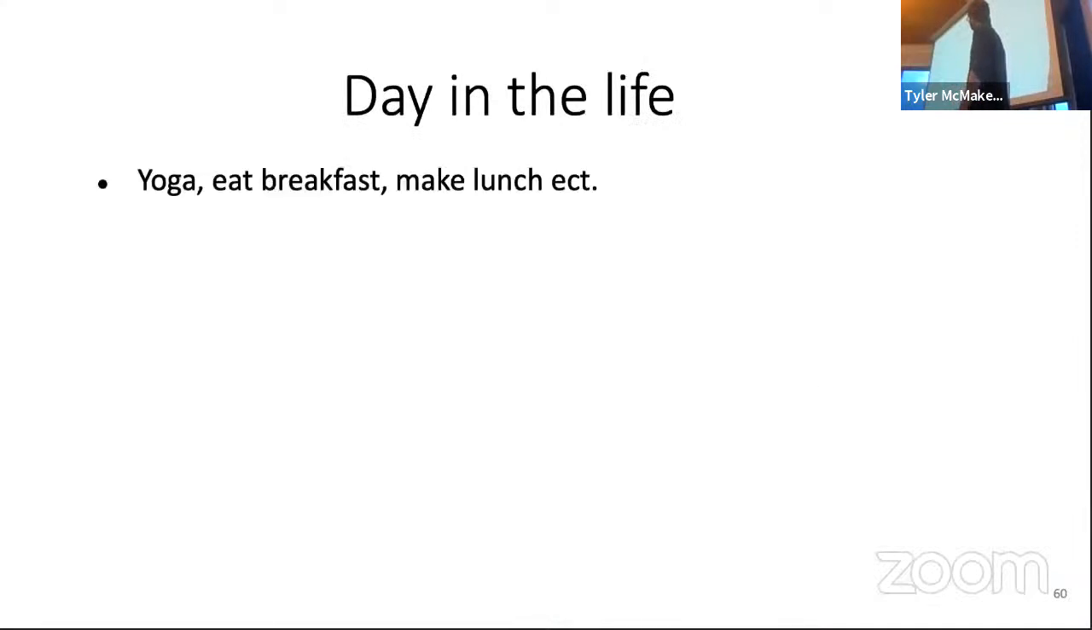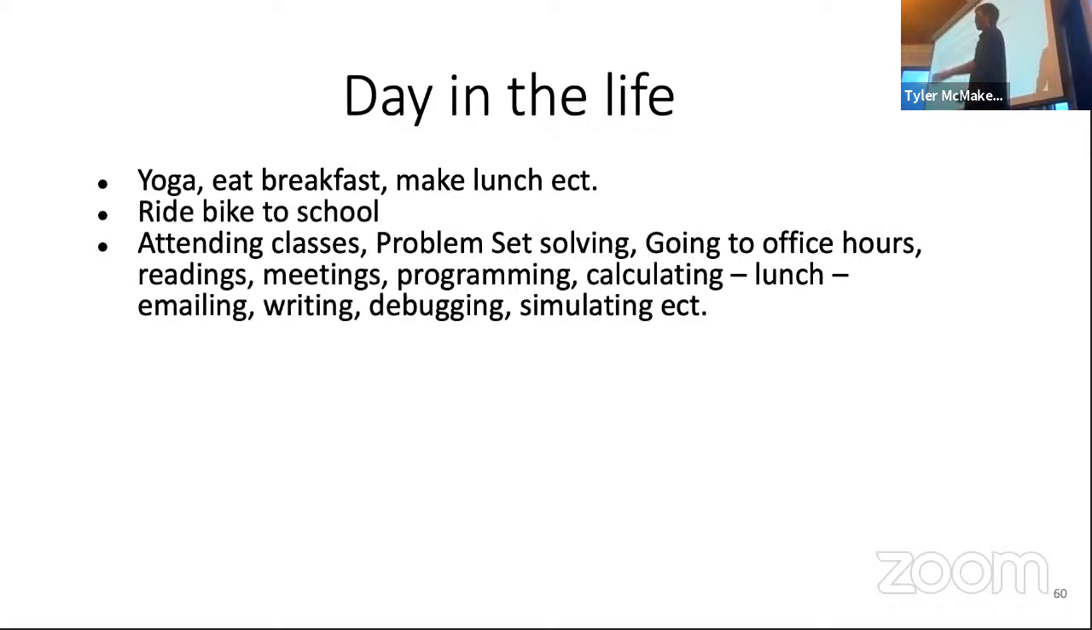So basically, I think it's important to remember that everyone's life is going to be different and how they do things is going to be different. But I start out with yoga and eating breakfast and making lunch. Then I ride the bike to school, and then things kind of just diverge from there. It can be really random. I think if you're an undergrad, you know what I'm talking about. You're just kind of doing stuff all the time, right? But I always stop for lunch. I think that's important. I always find time for lunch.